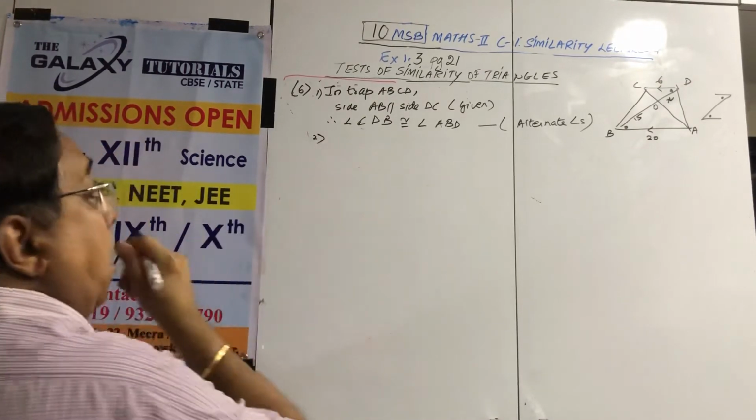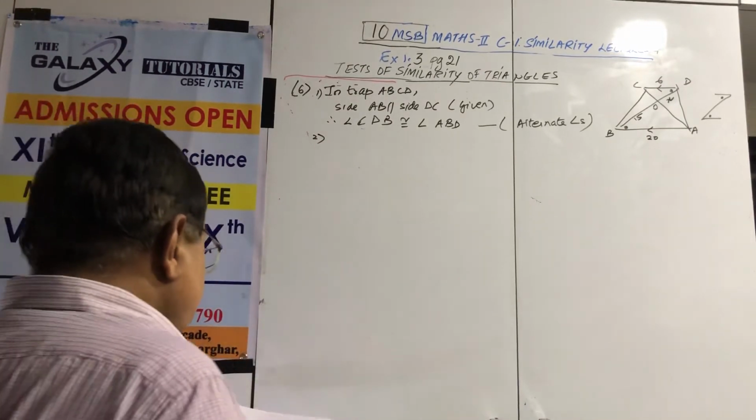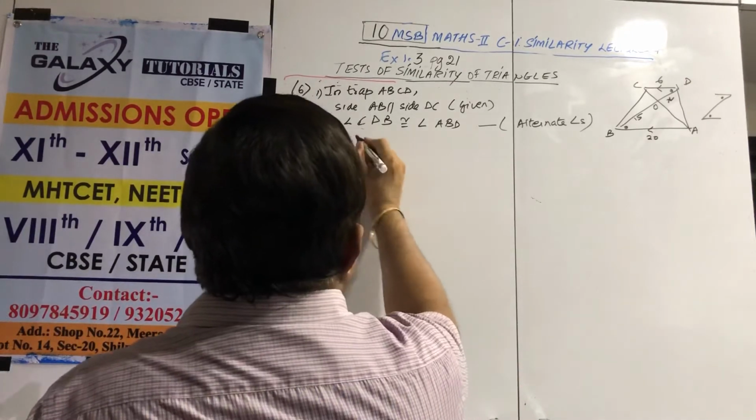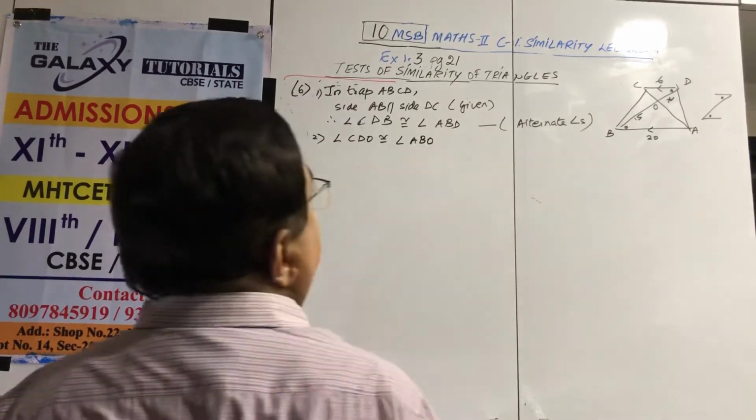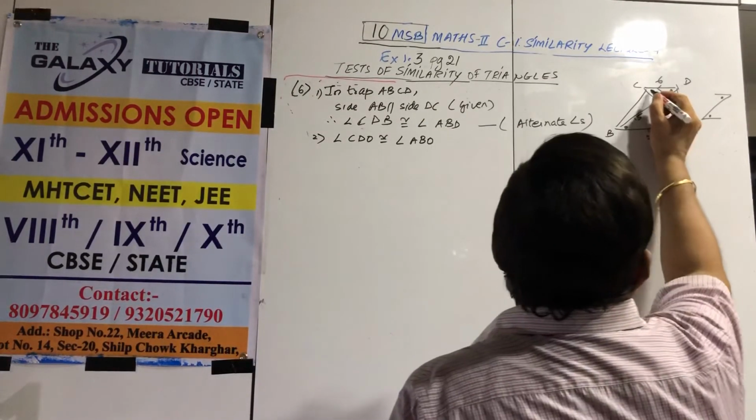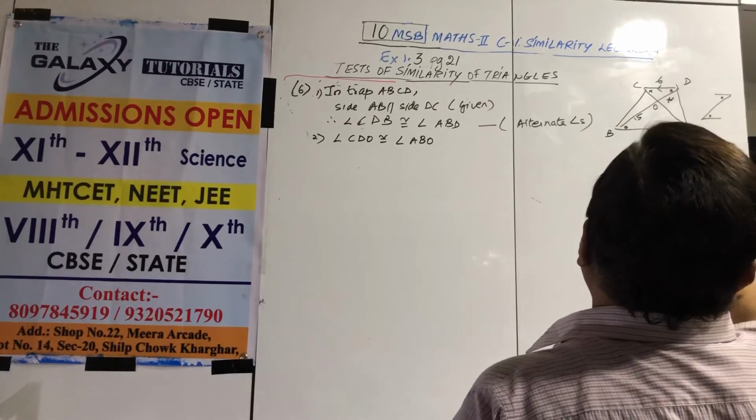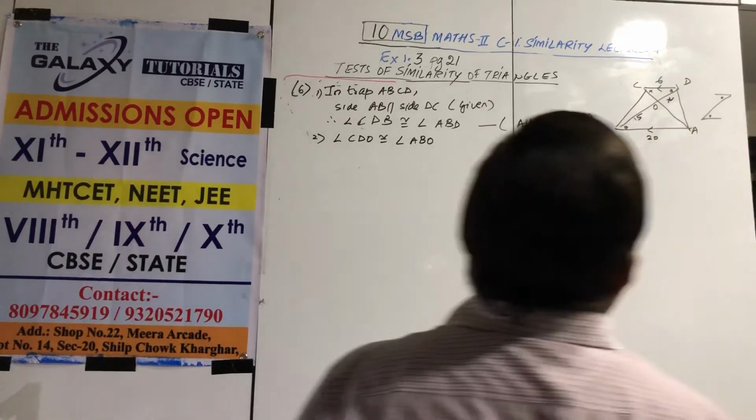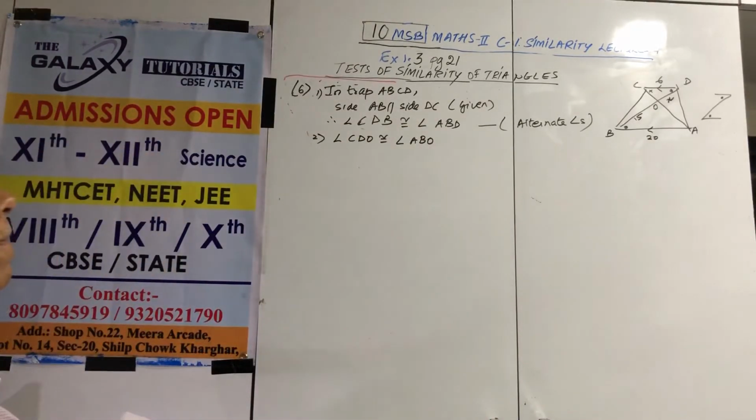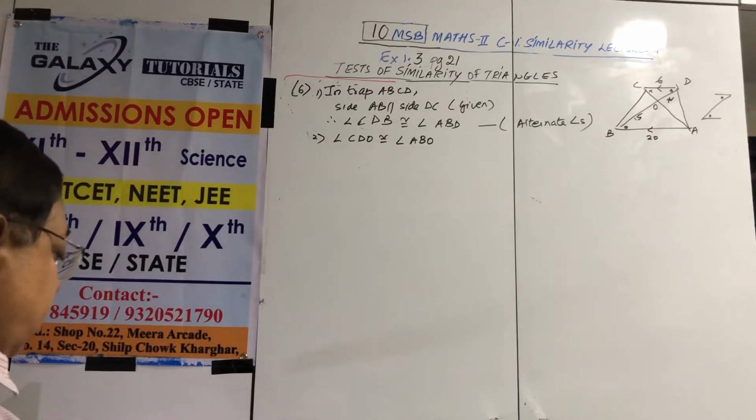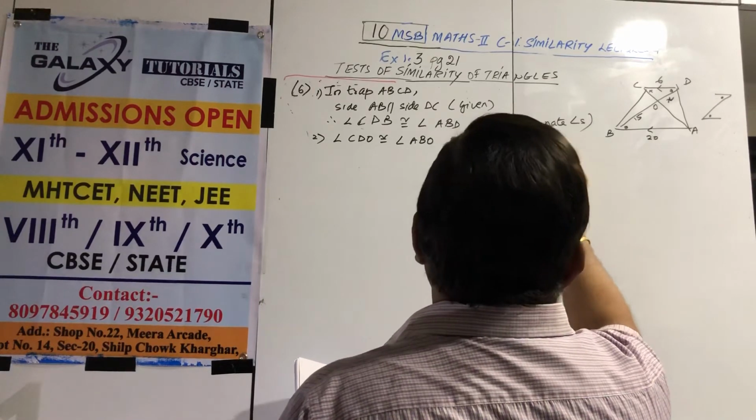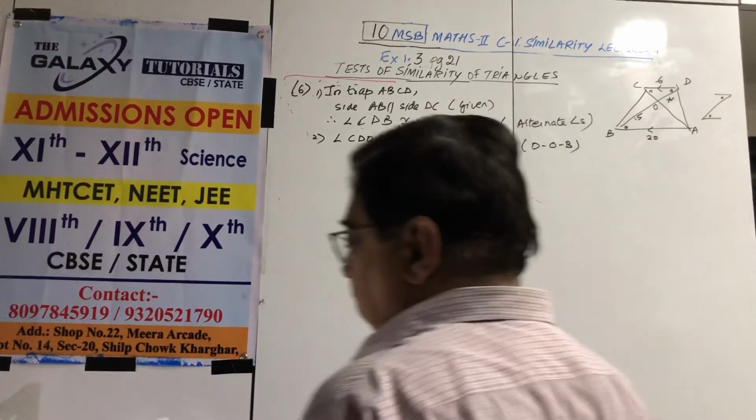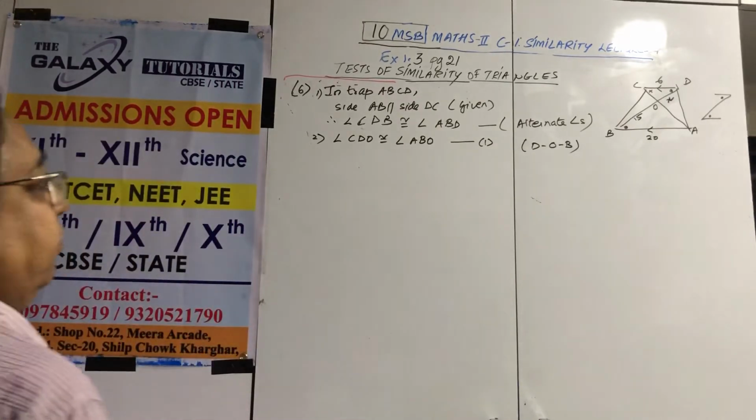Second, going further, angle CDO is congruent to angle ABO. Why, my friends? Because of betweenness, D lies between O and B, we can shorten. We can shorten because of betweenness.